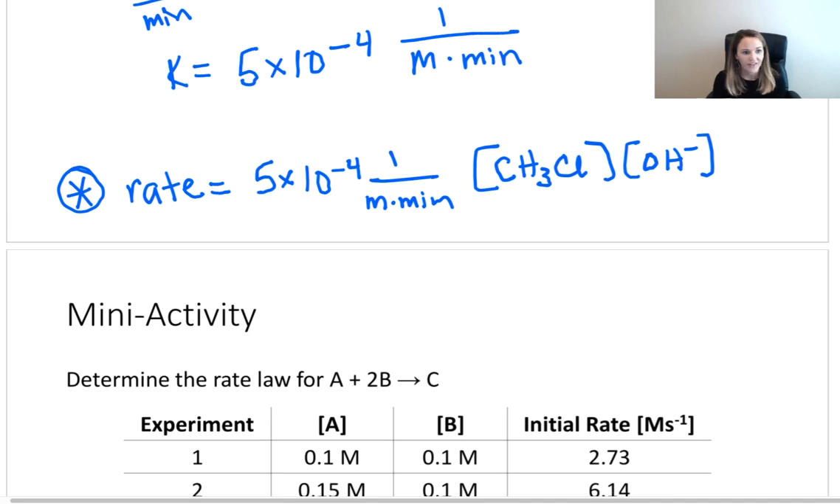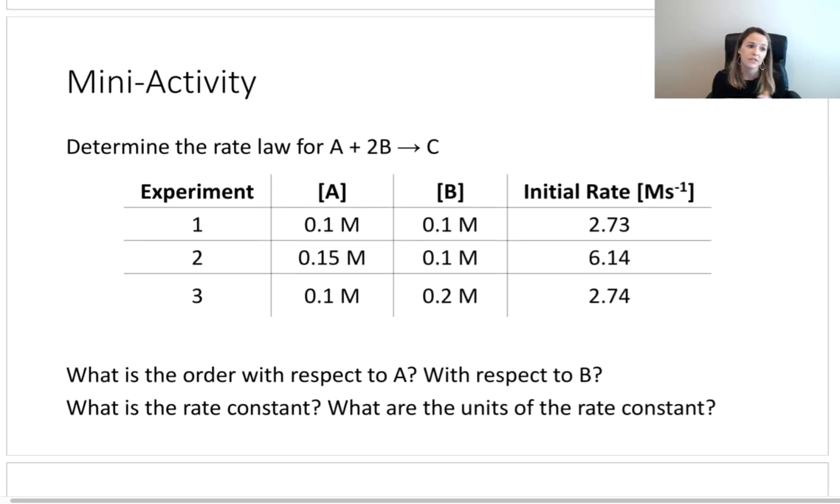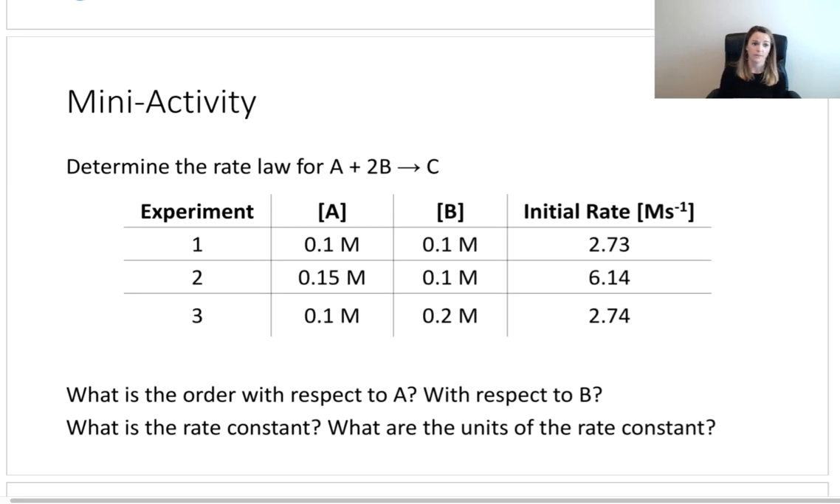And after you've done that, what I want you to do is go through and do this mini activity. So I want you to try one on your own. So here, I've now given you a new equation. So now we have A plus 2B going to C. I've given you some data. It's simple here. I've given you 3 experiments. What I want you to do is use this data to answer 4 questions.